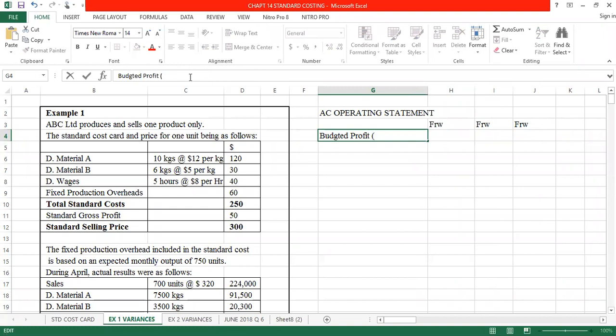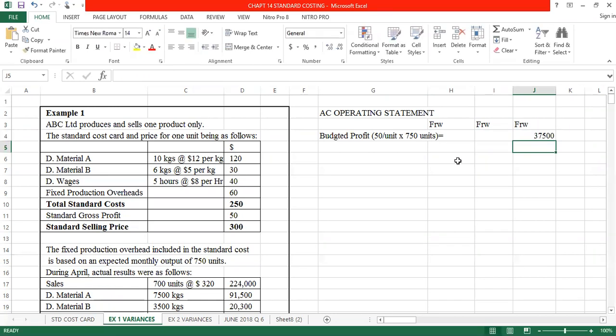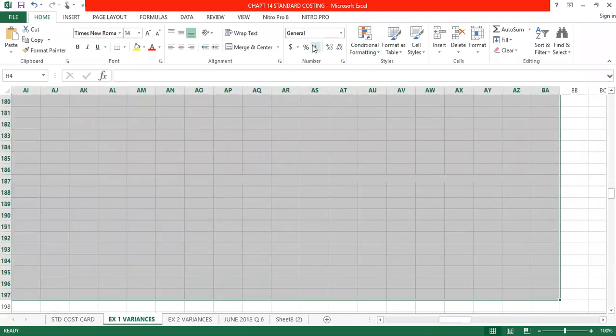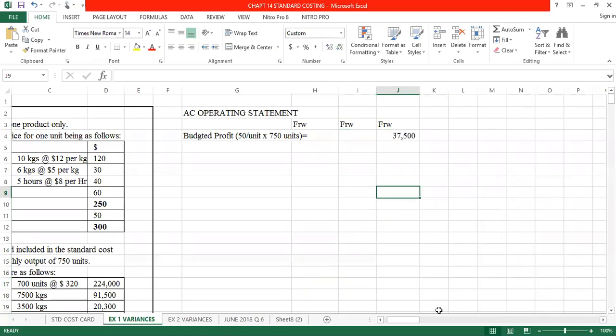The standard gross profit is 50. That is 50 times 750 units. Remember, 50 is the profit per unit. So what do we get, if somebody can get me that? That is 50 times 750, the budgeted production and sales units. So we have budgeted profit.